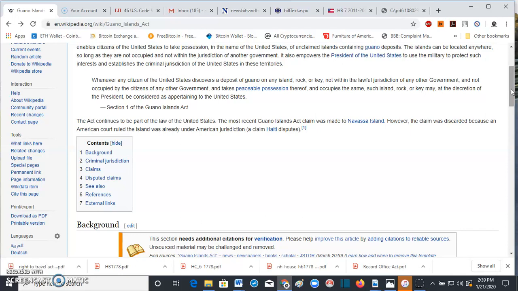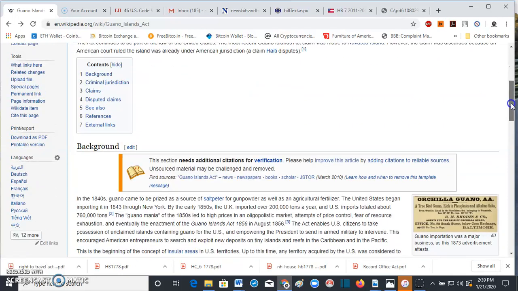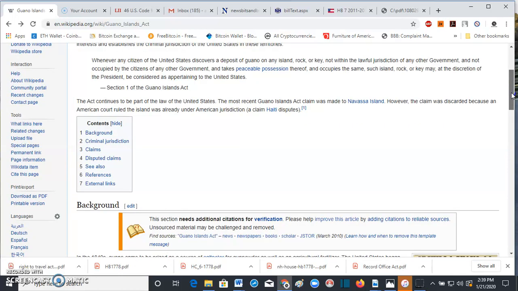The act continues to be part of the law of the United States. The most recent Guano Island Act claim was made to Navassa Island, where the claim was discarded because an American court ruled the island was already under American jurisdiction, a claim Haiti disputes. Okay, playing with that word America, right? It is American jurisdiction, but who's the American? You know what I'm saying?